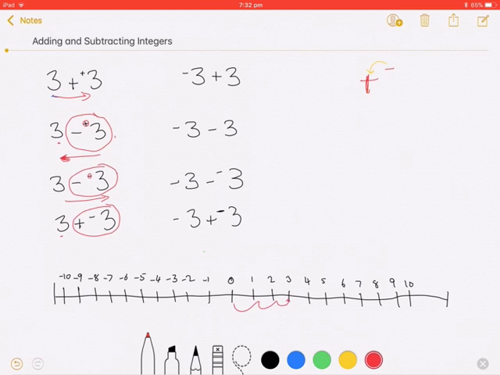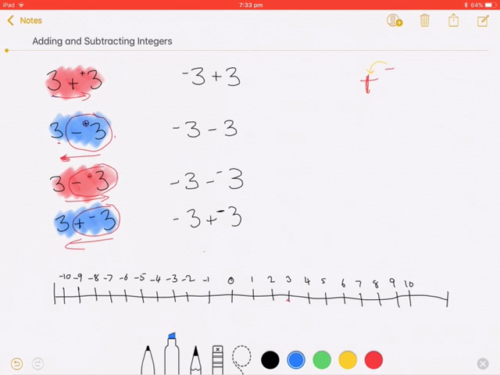1, 2, 3. Now the way I remember this is the following. If I've got two symbols of the same sort, this one and this one, because this one's positive and positive and this one's negative and negative, I'm going to be going over to my right. If I've got a negative and a positive, and here's a positive and a negative, I'm going to be going to my left.